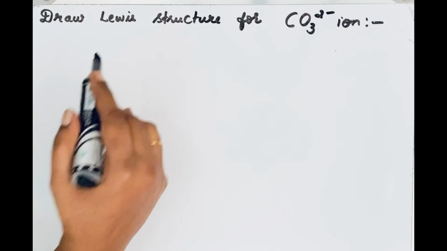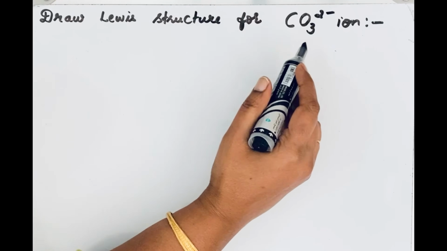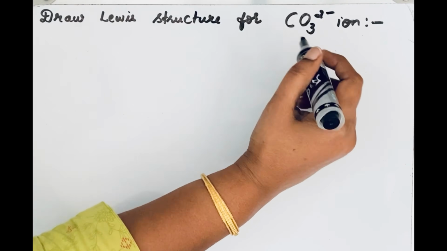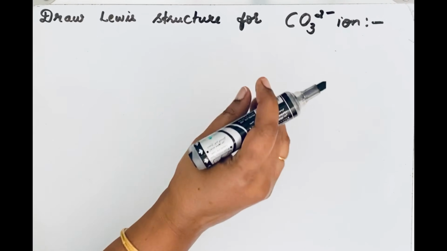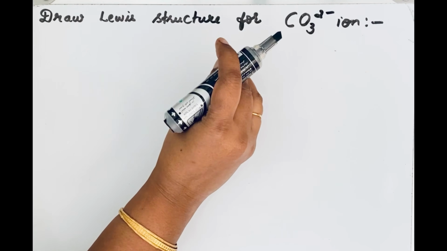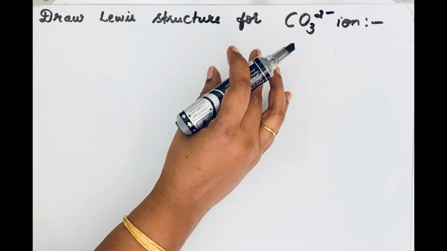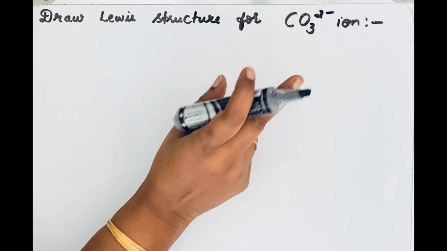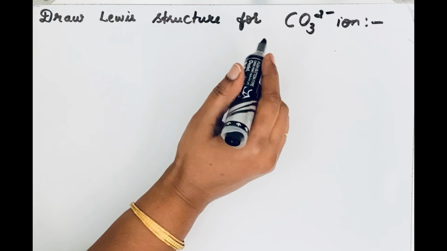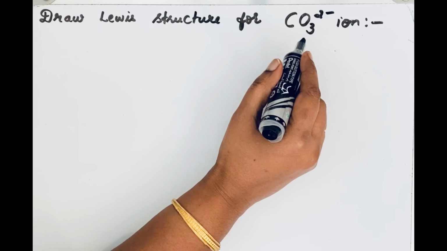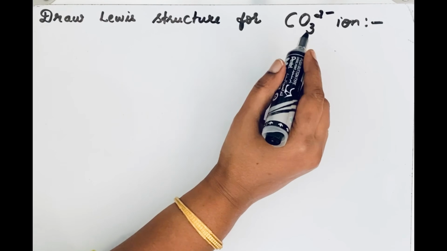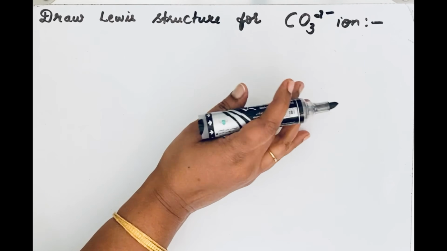In this video, let us see how to draw the Lewis structure for CO3 2- ion, carbonate ion. Whenever writing a Lewis structure, you should remember two things in your mind. One is to write the correct skeletal structure. The other one is the octet rule.